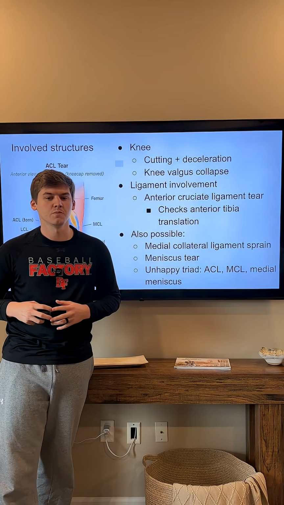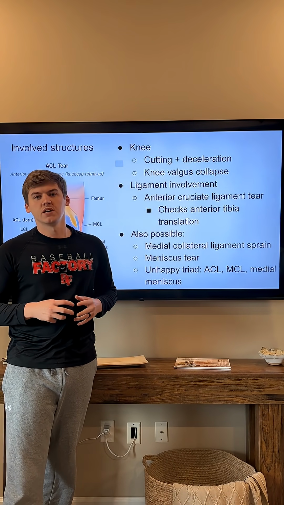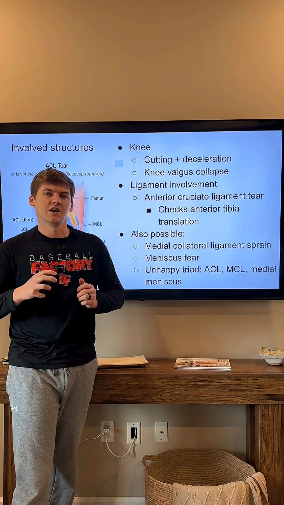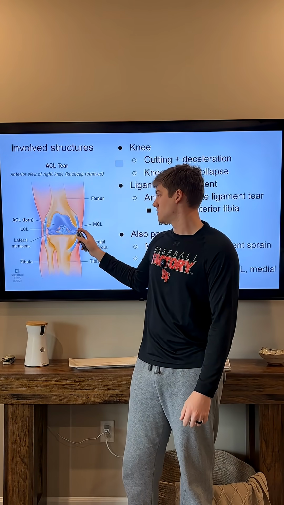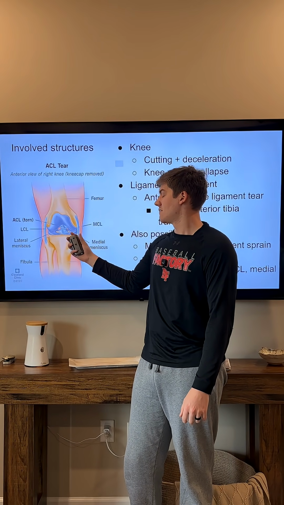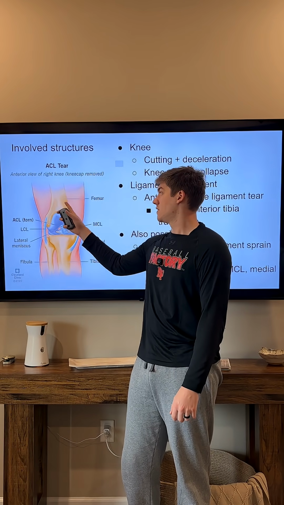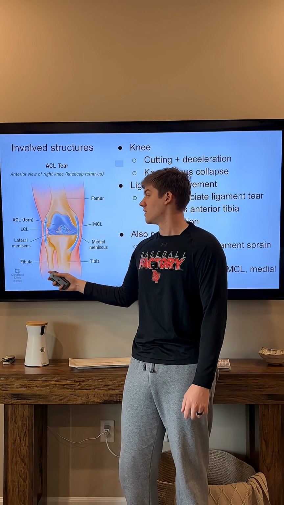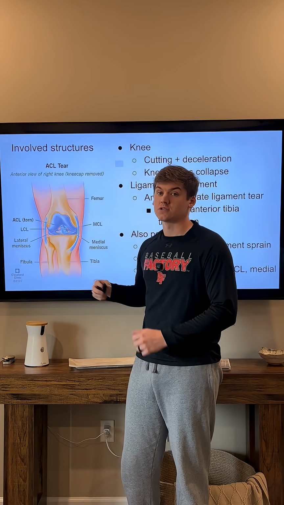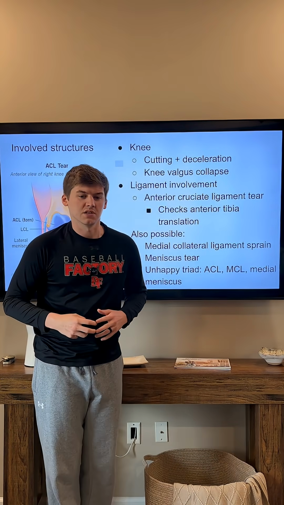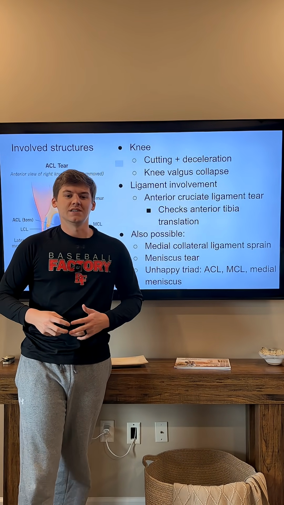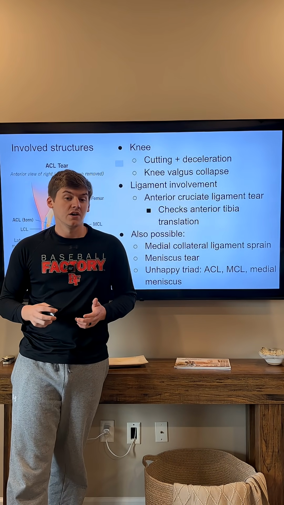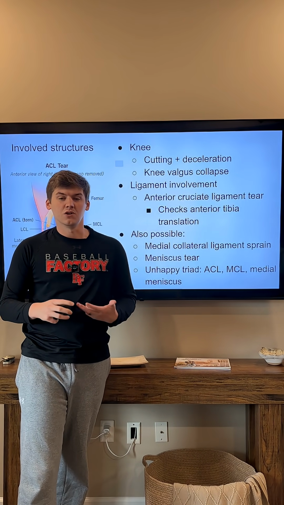Okay, also possible, medial collateral ligament sprain during valgus. The inside of your knee gets further apart, so the MCL could get stretched here. So think about if this side of the knee was coming towards me, this femur is going that way and this tibia is going that way. And so these condyles come apart and that could tear your MCL as well. Meniscus tear is also possible, highly correlated to ACL tears. Unhappy triad would be an ACL, MCL, and a medial meniscus tear.